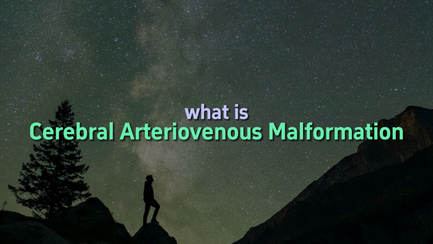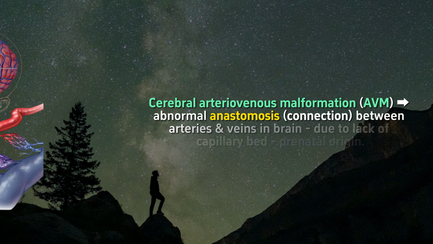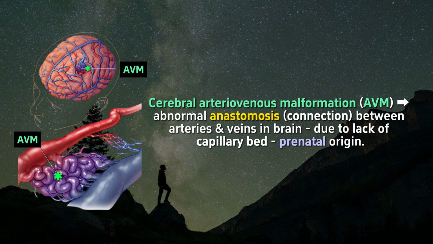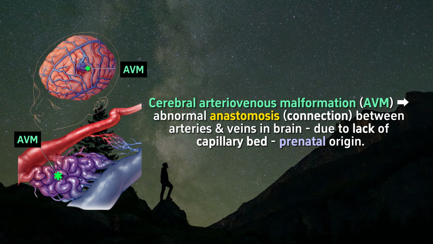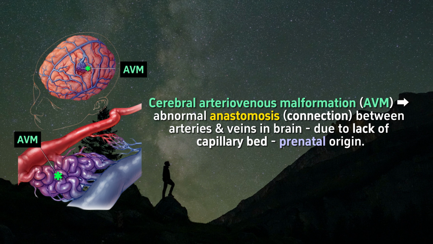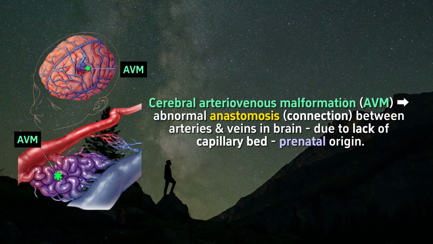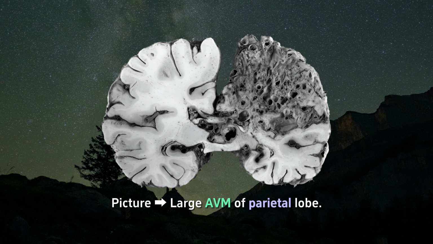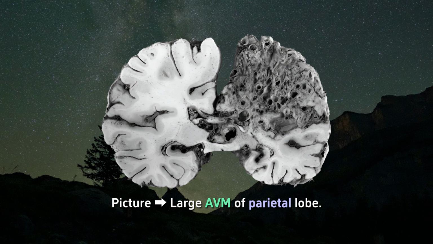What is cerebral arteriovenous malformation? A cerebral arteriovenous malformation is an abnormal anastomosis, connection, between the arteries and veins in the brain. It is due to the lack of a capillary bed and is most commonly of prenatal origin. The picture shows a large arteriovenous malformation of the parietal lobe.